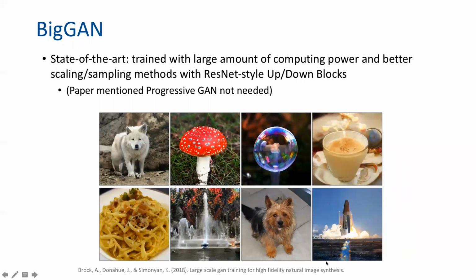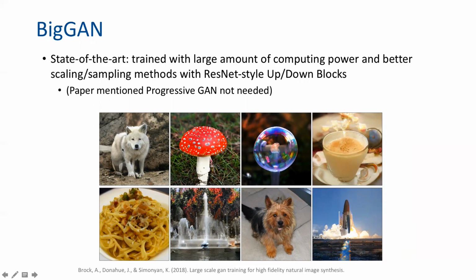Okay, another approach to GANs is BigGAN, which is just really scaling things up and using state-of-the-art residual blocks, tweaking the architecture in a few other ways. And actually, with careful architectural design, they found that you didn't need the progressive GAN idea. You could just train end to end. And here are some of the synthetic images that it produces.